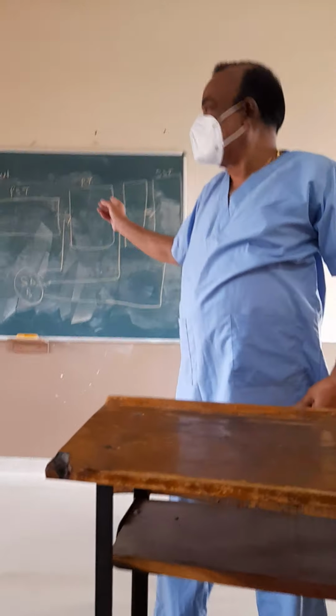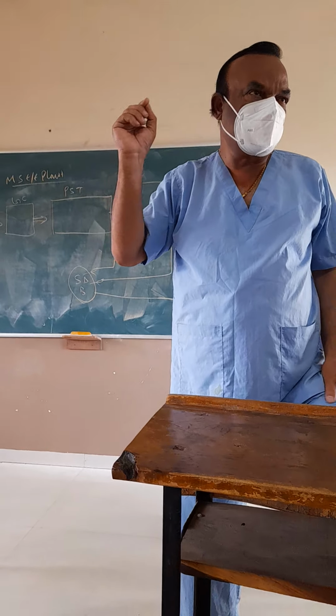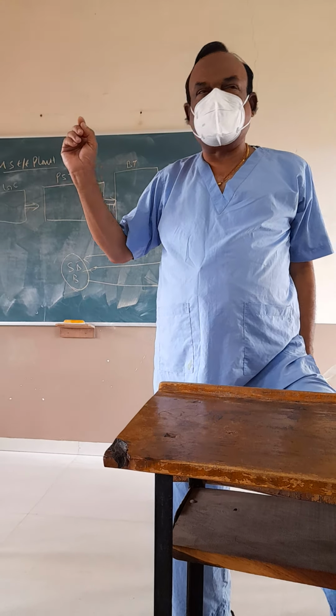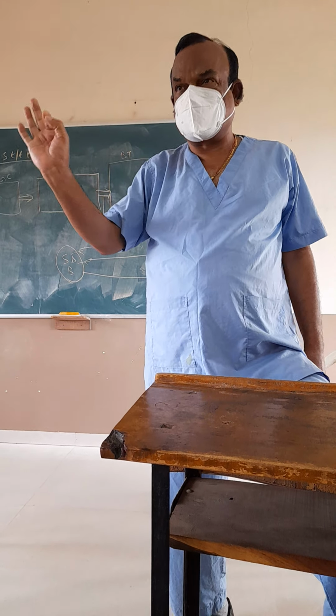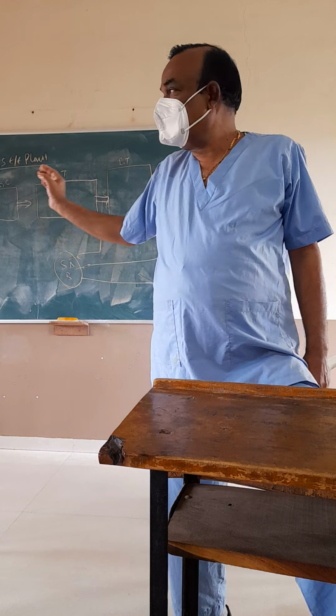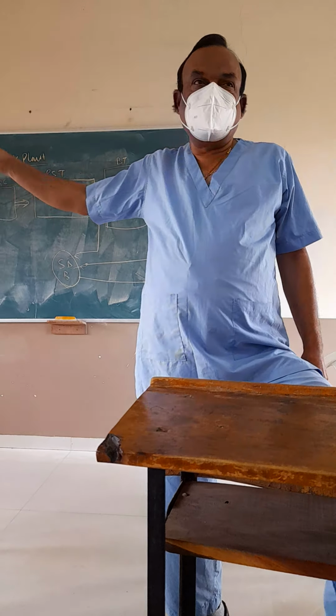Yesterday I started with the modern sewage treatment plant. You must be prepared. If you can draw this diagram in a simple way, you can write minimum 4 to 5 pages. The sewage is collected into the grid chamber.